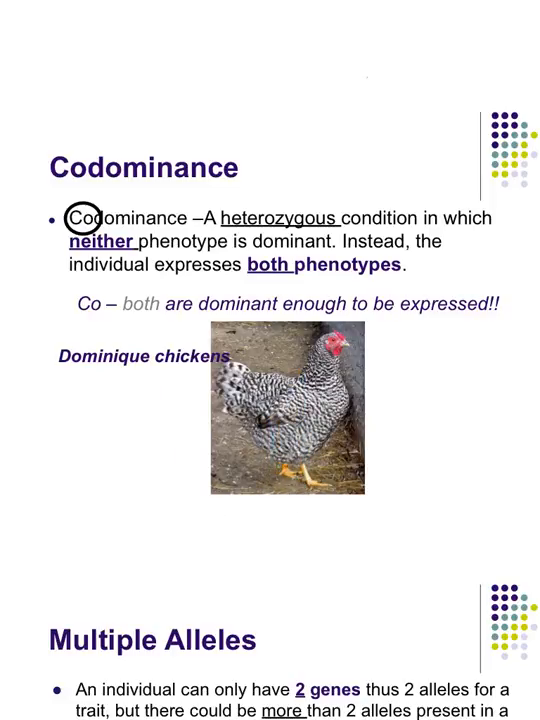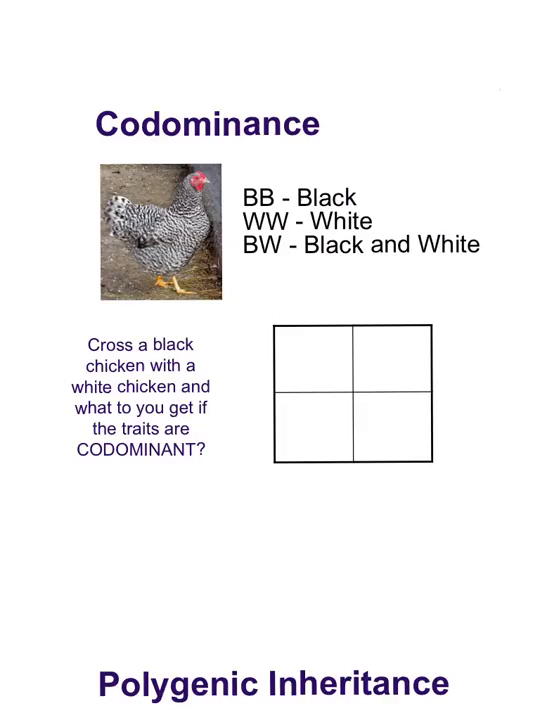So what do you think his parents look like? One was a black chicken, one was a white chicken, and since this was codominant, it means black and white will both show up. So let's do a little cross of our chicken friend. The cross says, let's cross a black chicken and a white chicken and see what we get if that trait is codominant. So one parent is black, one parent is white. Do the cross.